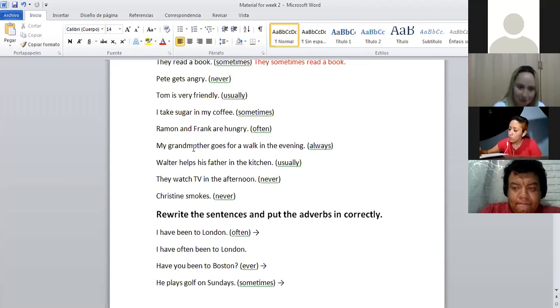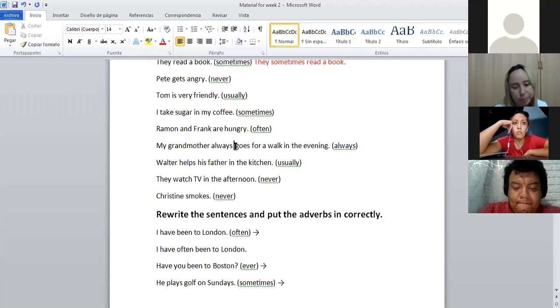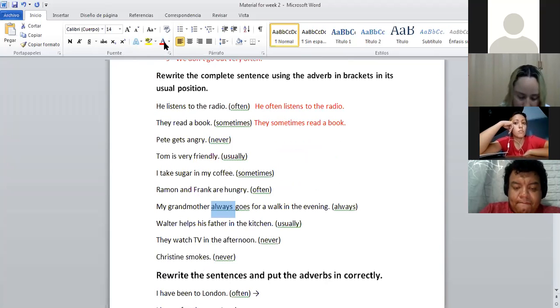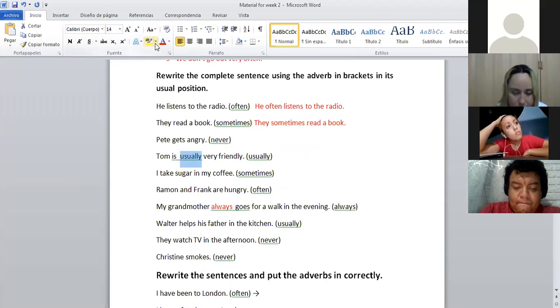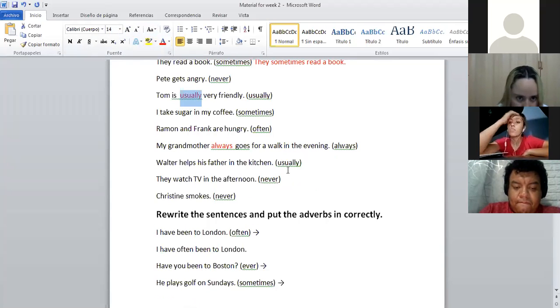So this is what you have to place right here, right? My grandmother always goes for a walk in the evening, okay? Okay, the same is here. Tom is usually very friendly, okay? So there is where the adverb of frequency is supposed to go. Okay, the next one, Cindy.